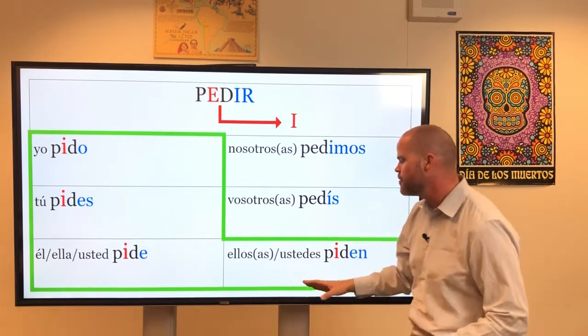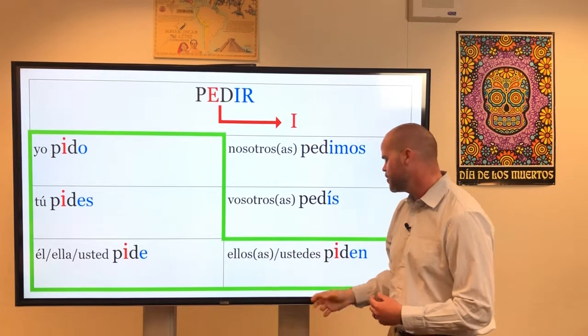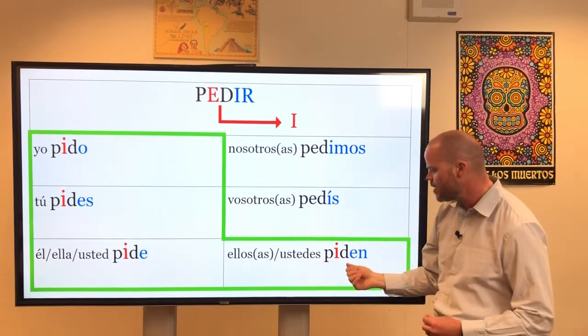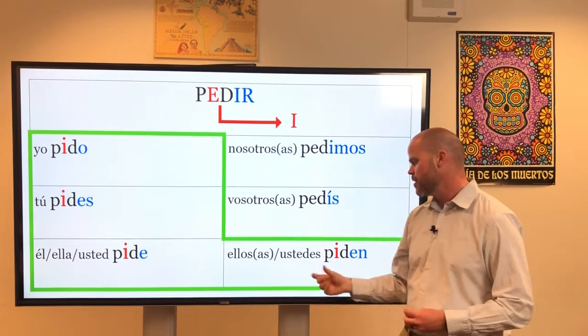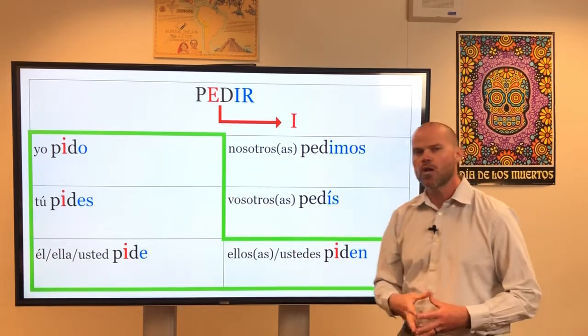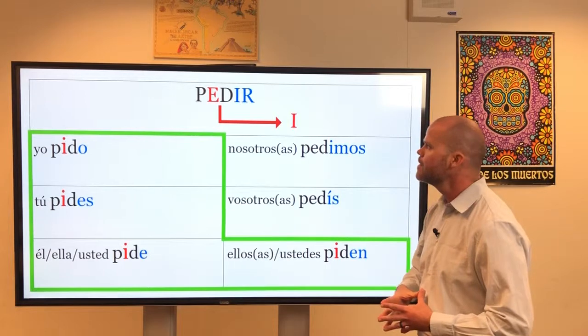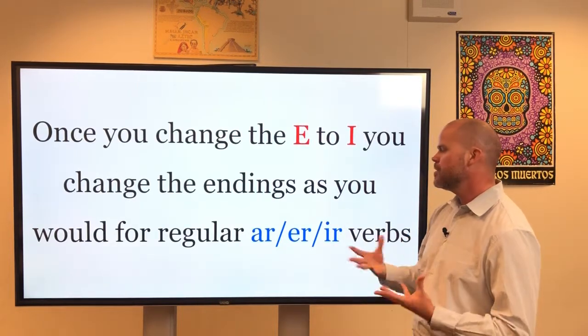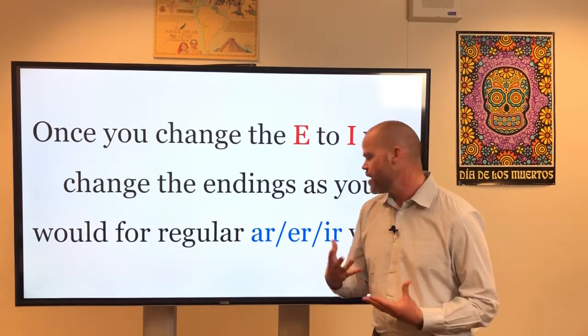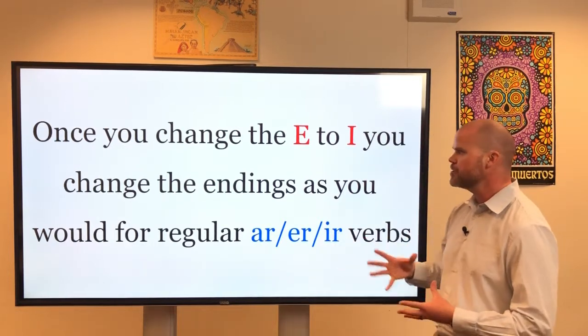And our final form of the verb is back inside the boot, so you'll notice that the E is changing back to an I. Okay, ellos piden would be they ask for, and then finally ustedes piden, you all ask for, for example. Okay, so once you change the E to an I, you change the endings as you would for any regular AR, ER, or IR verbs.